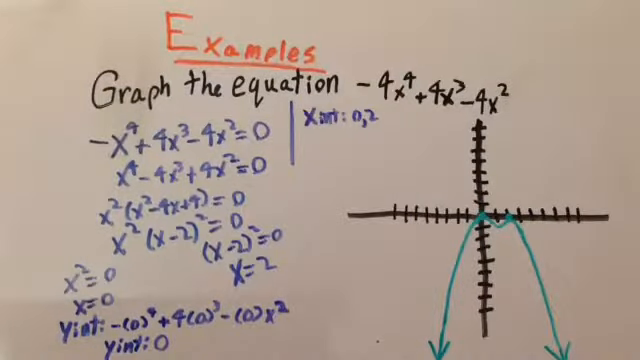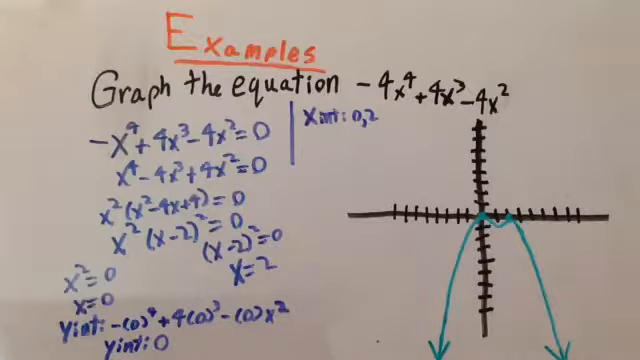Example, graph the equation. First we need to find the zeros of the equation. Multiply both sides of the equation by negative 1 and factor out an x squared. Further factor out the equation and you should have x squared times x minus 2 squared. Set each factor equal to 0 and solve for x. We get the x-intercepts to be 0 and 2.